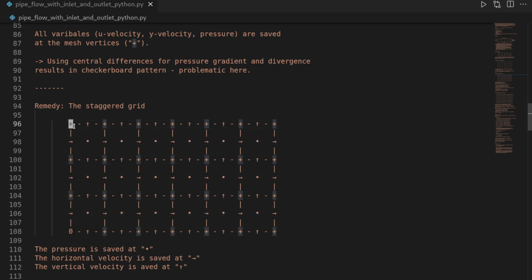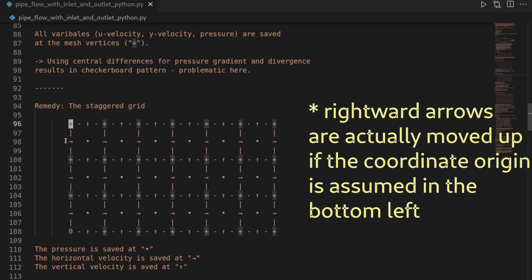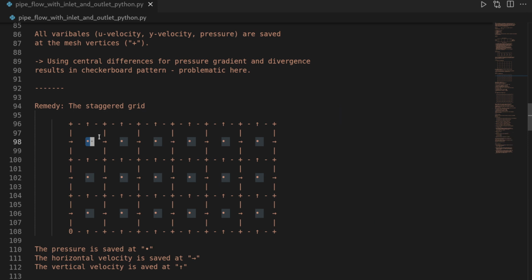So originally everything would have been at the pluses, but we move the upwards pointing arrows, or the y velocities, half an element length, or half a cell length, however you want to call it, to the right. We move the rightward pointing arrows half an element length down, and we move the pressure half an element to the right and half an element down. And if you've seen finite volume discretizations, you would say that the pressure is cell-centered because it is now in the center of this cell, whereas the velocities are on the faces of the pressure cell.